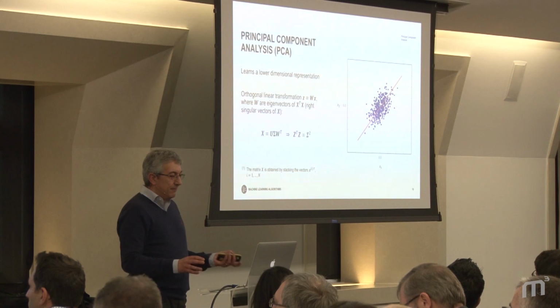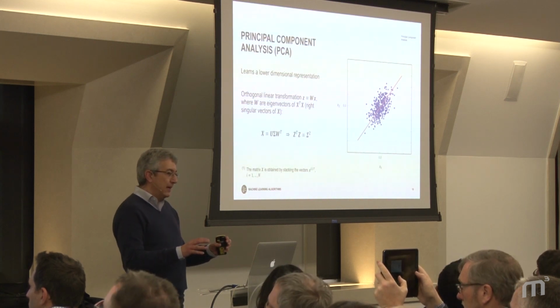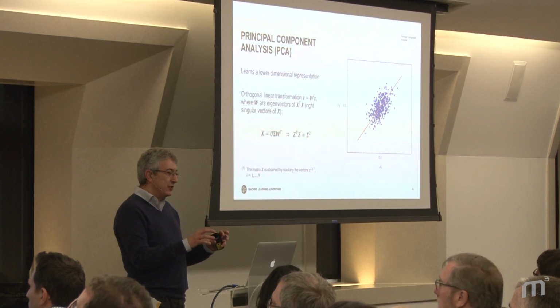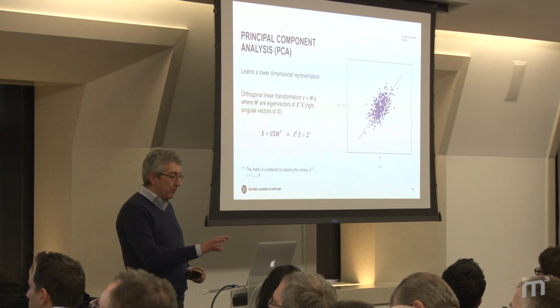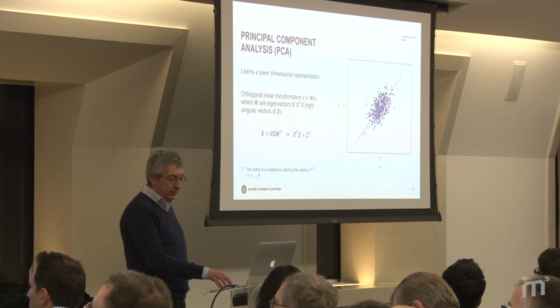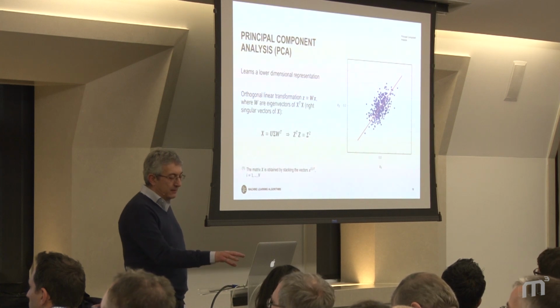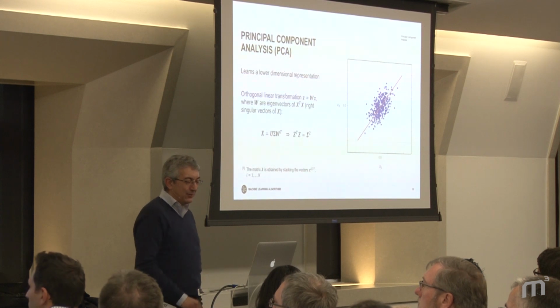Differently from clustering, which we have just seen and which tries to determine the structure by building subgroups of the original data, principal component analysis instead tries to learn a lower dimensional representation of the data. This is obtained by analytically finding the eigenvectors of the covariance matrix.